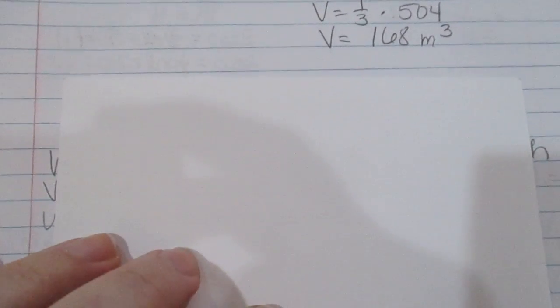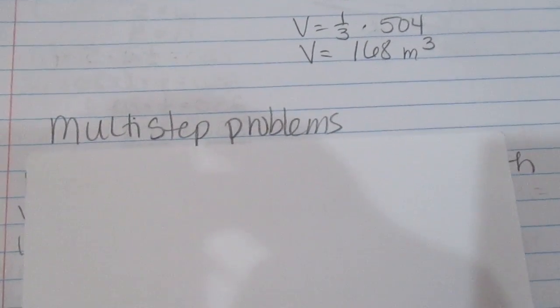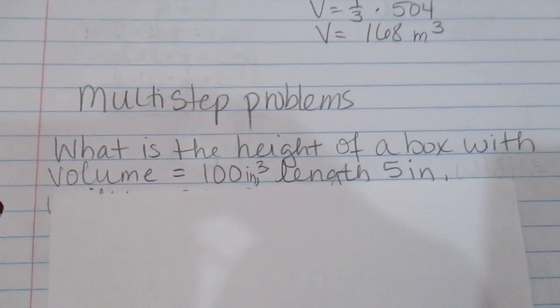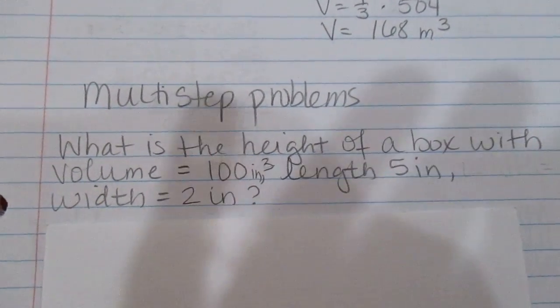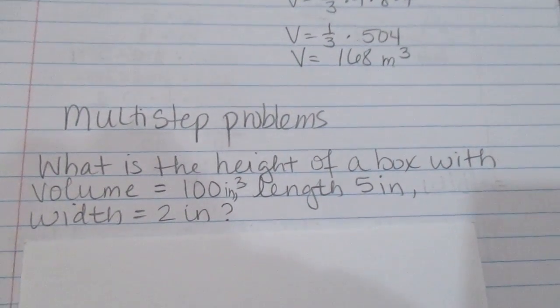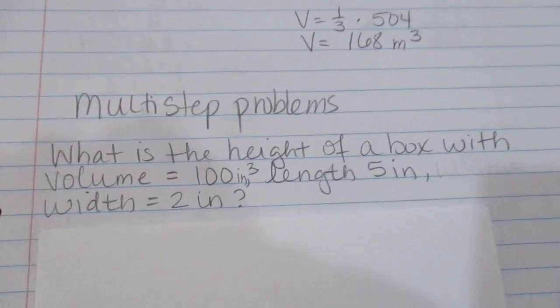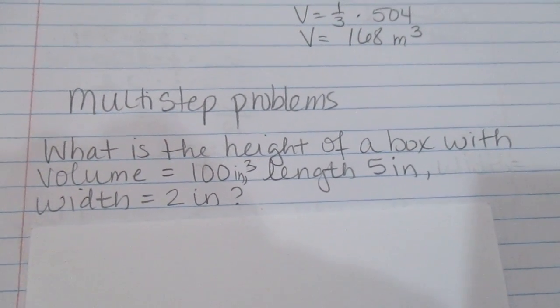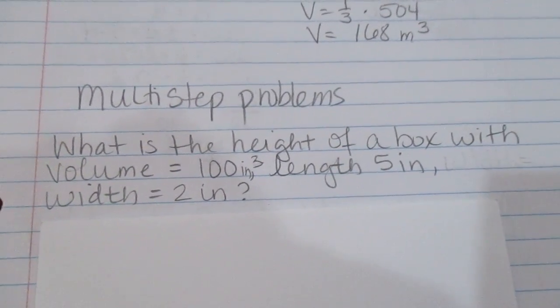We're also going to review some multi-step problems. So the first multi-step problem we're going to look at is, what is the height of a box with a volume of 100 cubic inches, a length of 5 inches, and a width of 2 inches?